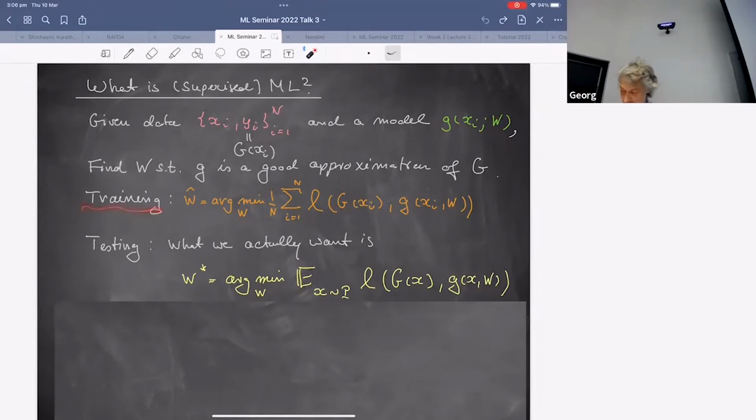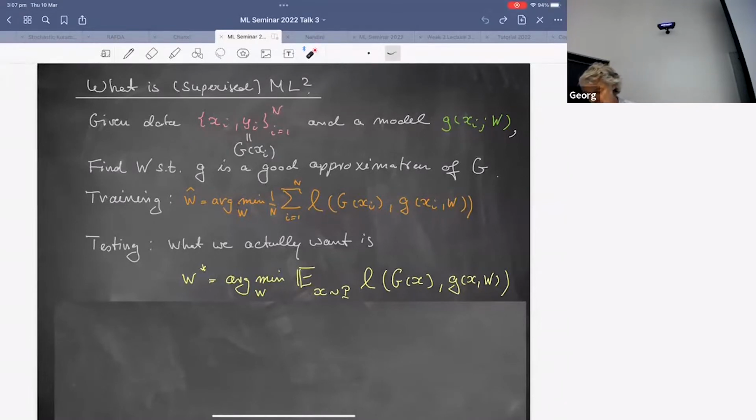We have a training phase. In the training phase, we just take the argmin of some loss function that tells us the closeness of our model and the truth. This uses all the data that we're given, so a finite set of data. But that's not really what we want. We want to know the truth of this G.